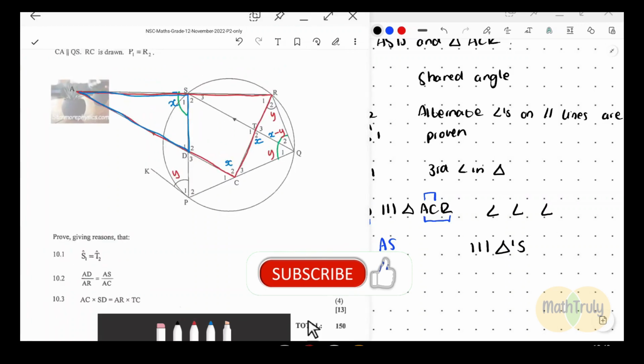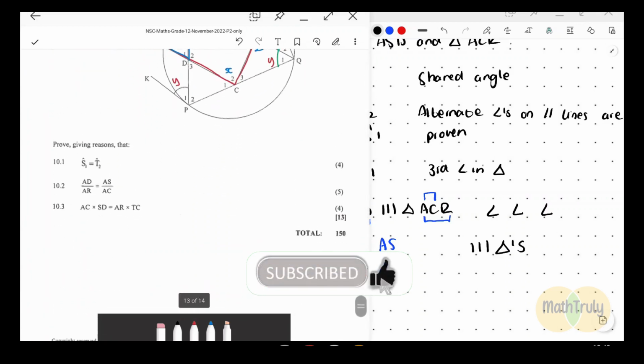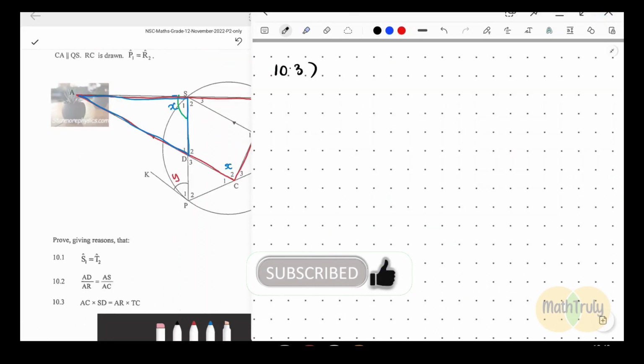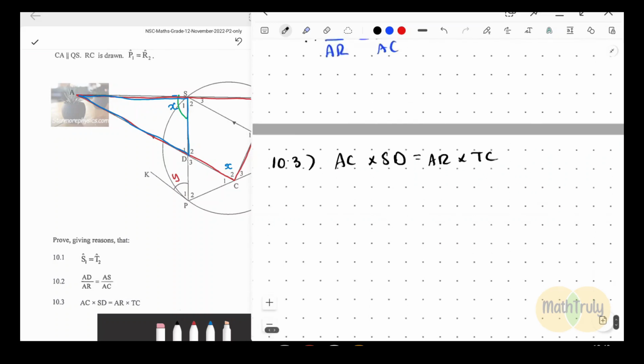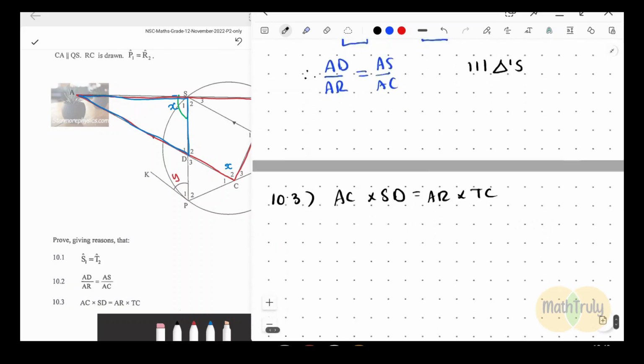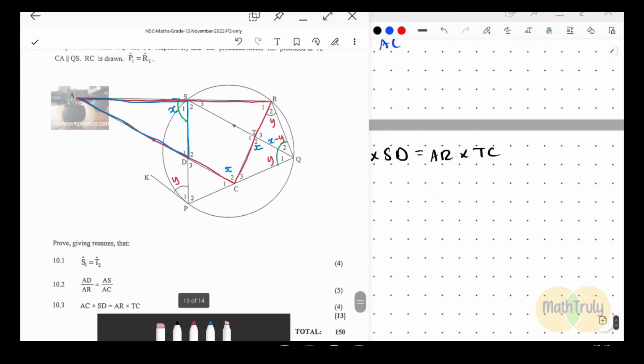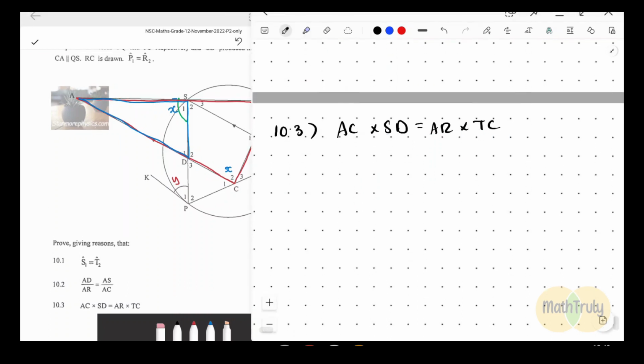Okay, so that's 10.2. And then we are at the last question, 10.3. Okay, so let's look at what we have in this. They told us that AC times SD is equal to AR times TC. So one of the things that you can do is look at the triangle that you had and check if these sides are on those triangles. So AC, when we look at AC, it's on the red triangle. So, okay, at least this one is here. SD is also on a triangle. Okay, it's on the blue triangle, the smaller triangle.